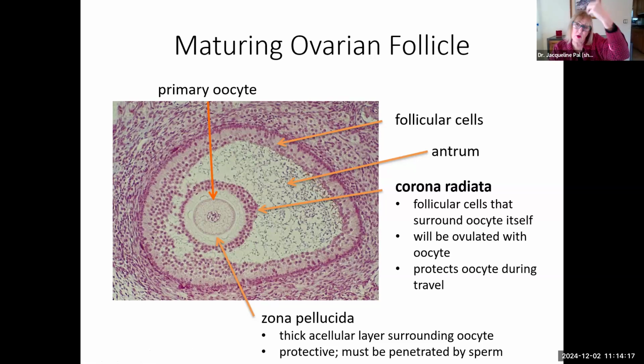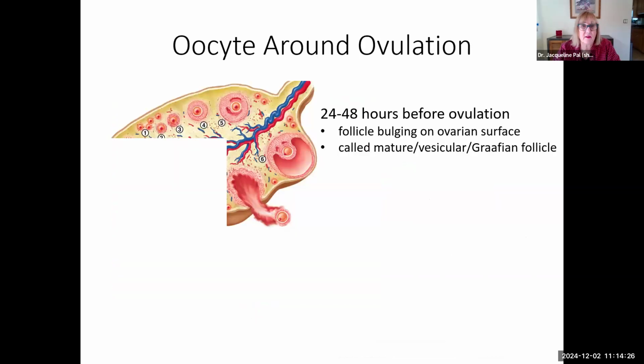That acrosome on the sperm's head, that's what it needs, the acrosome, to get through. We'll learn how that works later on. Okay. So about 24, 48 hours before ovulation, this follicle with its huge antrum, which actually is bulging on the surface of the ovaries, really thinned out the ovarian stroma, and depending on who you're reading, we can call it a mature follicle, a vesicular follicle, a Graafian follicle. It doesn't really matter.